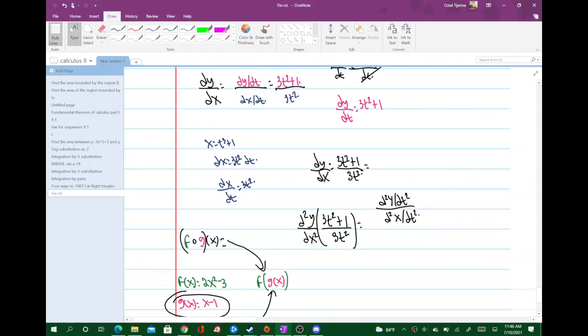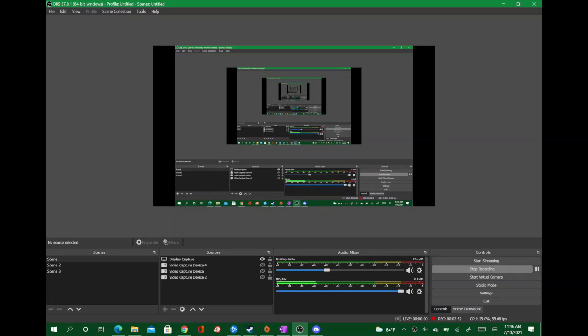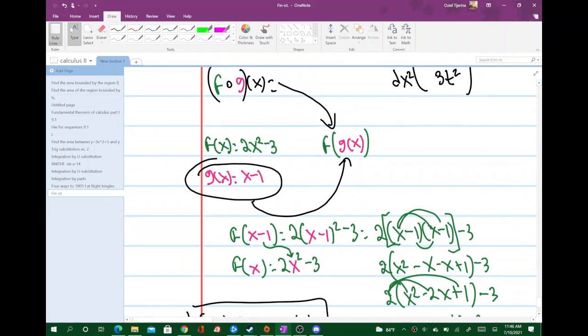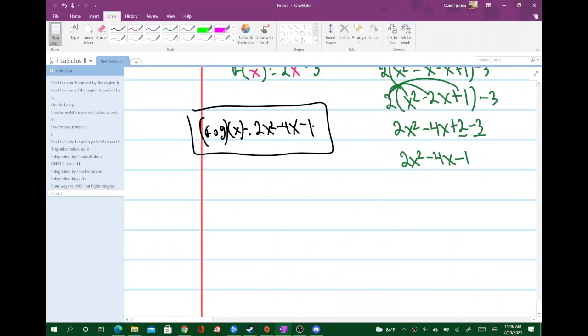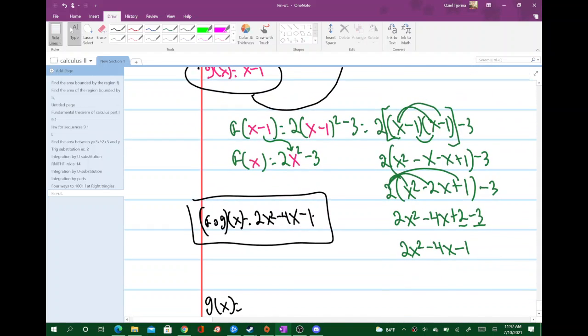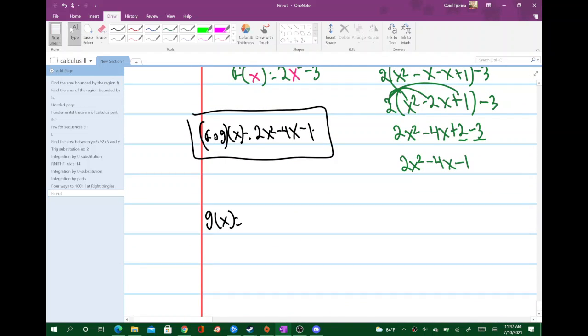Now, in the next video, I'm going to do g of f of x, or g composed with f of x. I don't want to make this video too long. Or actually, I can do it on here really quickly. So I'll do g of f of x. Again, we said g of x is equal to x minus 1. Give me 1 second. Let me write this down.